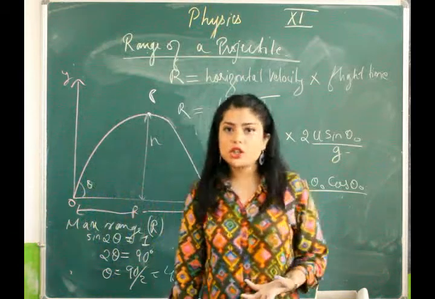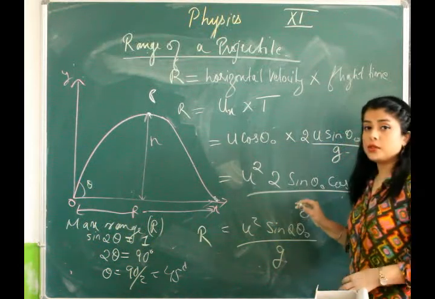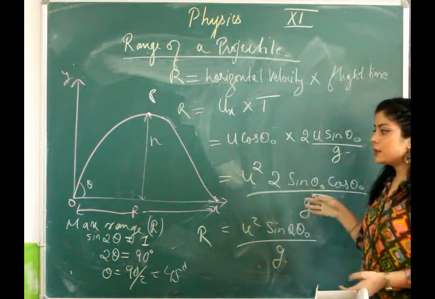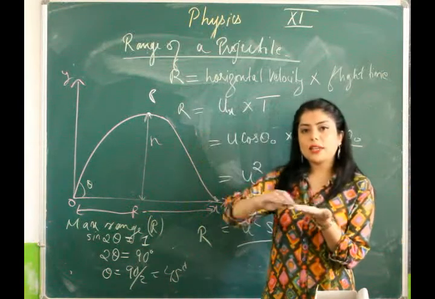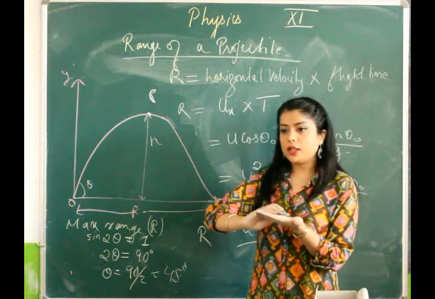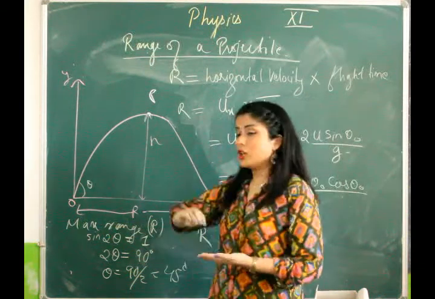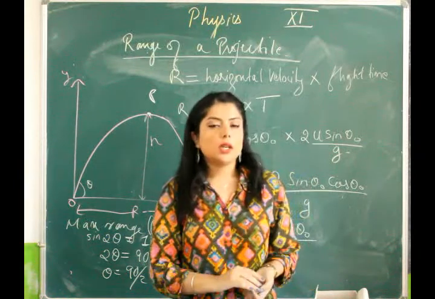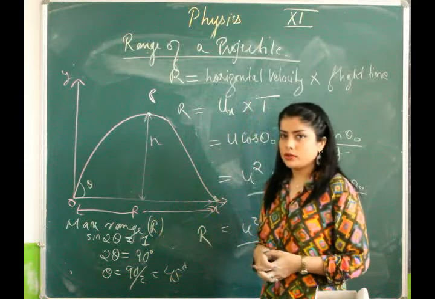In which condition will the range be minimum? When sin becomes 0. In which situation is sin 0? When theta is 0 degrees. So if you throw directly without making an angle with the surface, then the range will be very small. If you throw at an angle of 45 degrees, the range will be maximum. In your book, there are a few examples. You can go through that by yourselves.